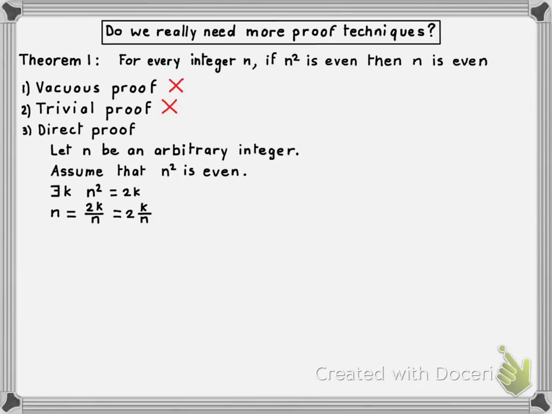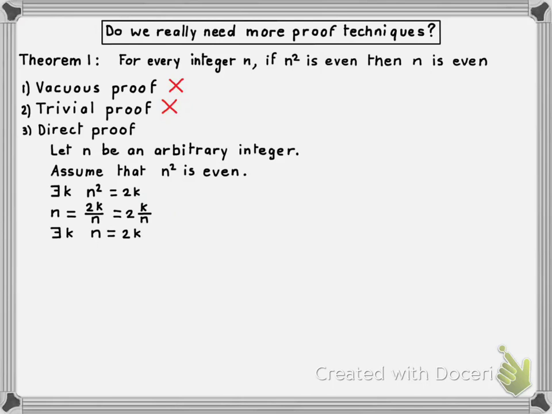Since we're trying to write n as a multiple of 2, we're going to separate the 2 and write n as 2 times the number k over n. So now we can apply existential generalization to infer that there is a k such that n is equal to 2 times k. And k is this number here.